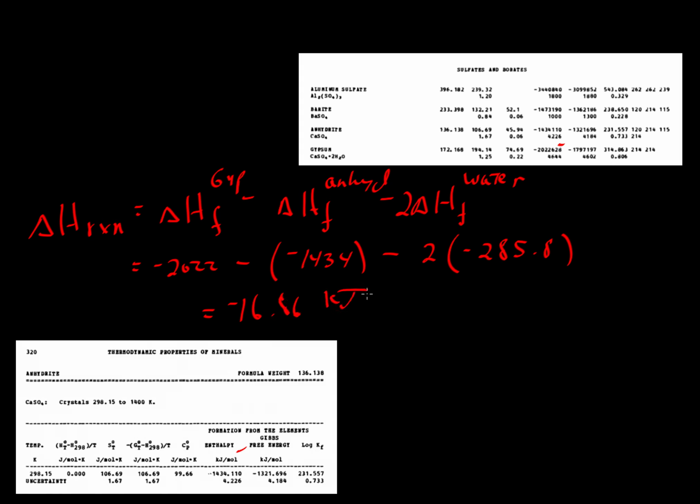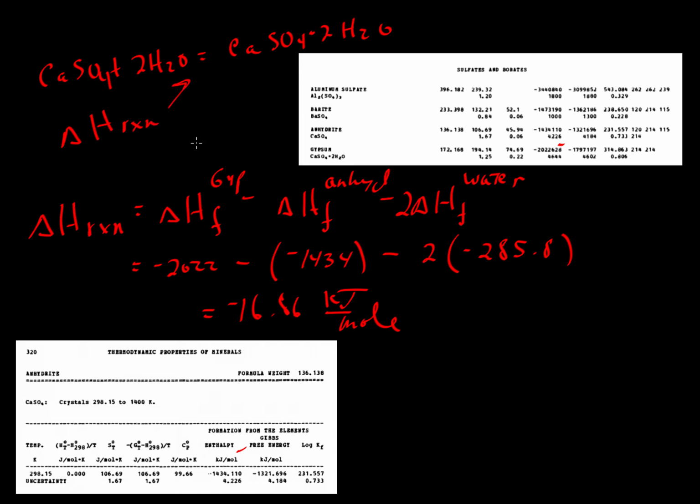16.86 kilojoules per mole. So this is the heat of reaction for taking anhydrite, CaSO4, reacting it with 2 units of water, 2H2O, to get 1 unit of gypsum, CaSO4·2H2O. So that is the heat of reaction for this thing here. It's not in the tables, but we can get it from the tables by taking the individual heats of formation.